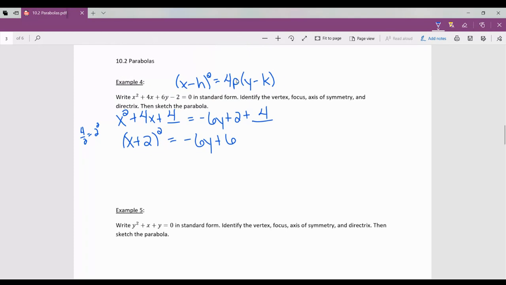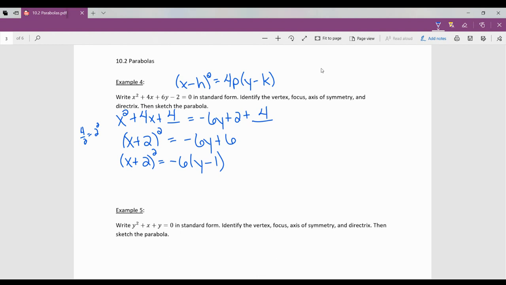All right, so we're really close. We got the left side looking like the left side of the equation. Now the right side, we need to have the y by itself inside the parentheses. So I'm going to need to factor out this negative 6 so that it looks like that equation. So we are going to keep that left side as (x plus 2) squared equals, and I'm going to factor out that negative 6 (y minus 1). All right, so now the equations match.